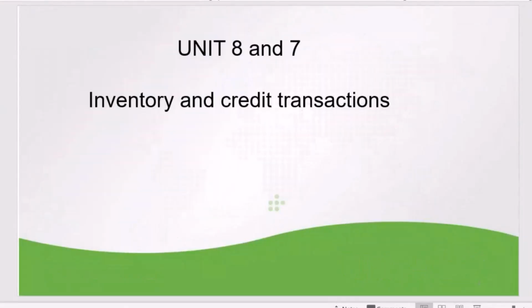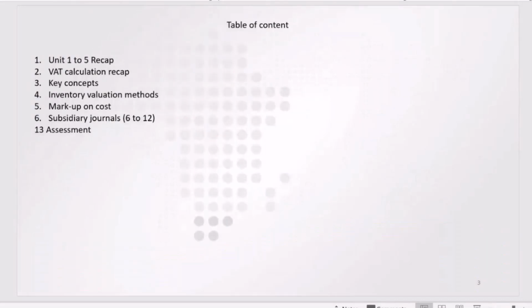Today we'll be looking at unit number 8 and unit number 7, which deals with inventory and credit transactions. That will be our tutorial for the day. But we'll also look at things that we've done in the past as well, where we'll start with those items from number 1 up until number 13.